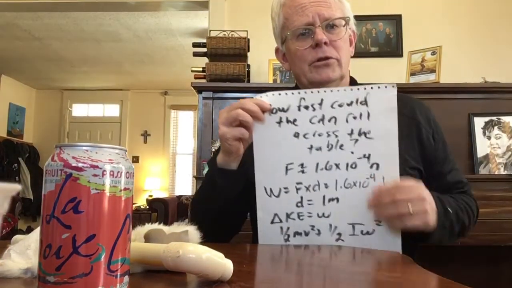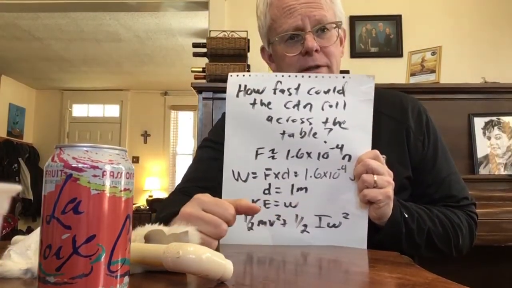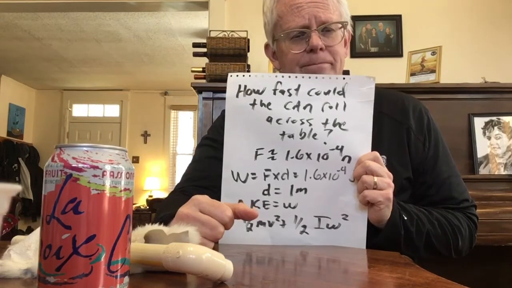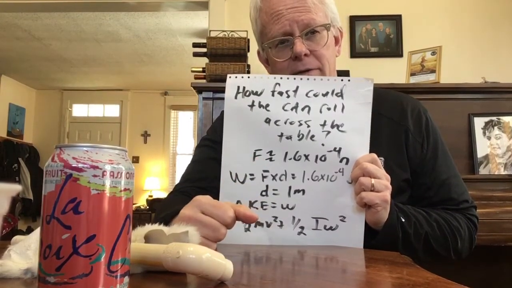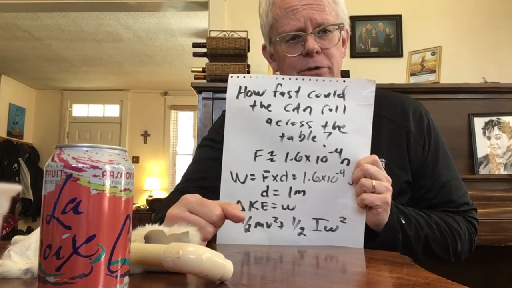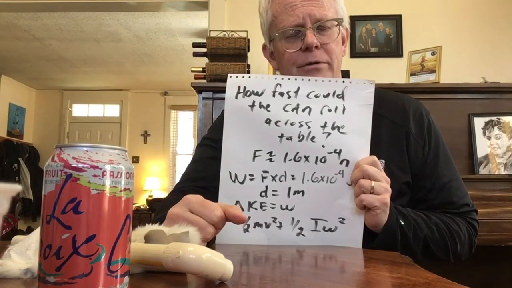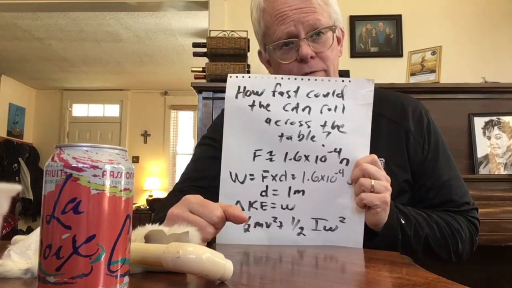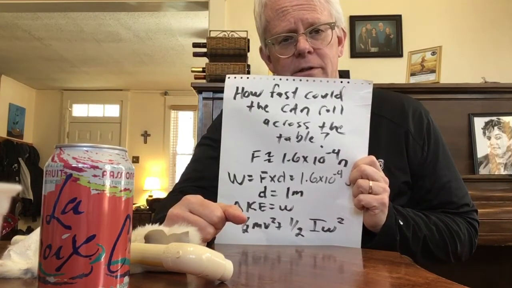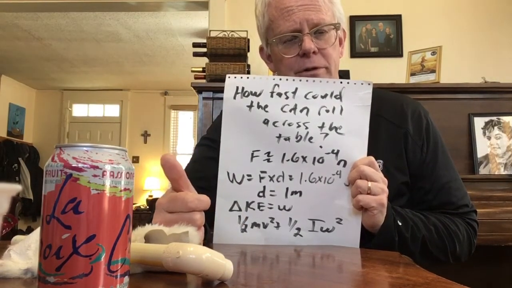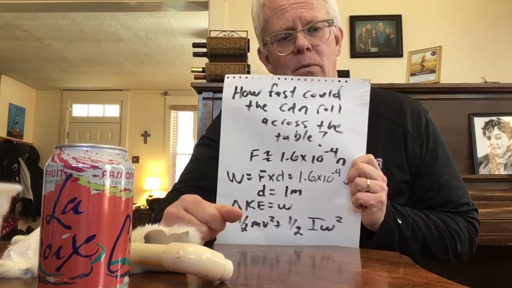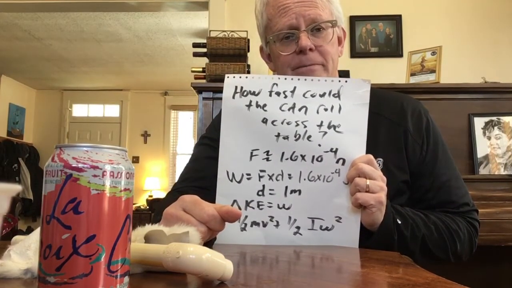All right, so I want to show you some physics related to it first, and it'll help guide your thinking a little bit. So the question is, how fast can a can roll across the table? If I used a force like what we had the other day between the two latex balloons, it was about 1.6 times 10 to the minus 4th newtons. If I used that force to accelerate a can all the way across the table, the work that would be done was that force times that distance, and that would be about 1.6 times 10 to the minus 4th joules.